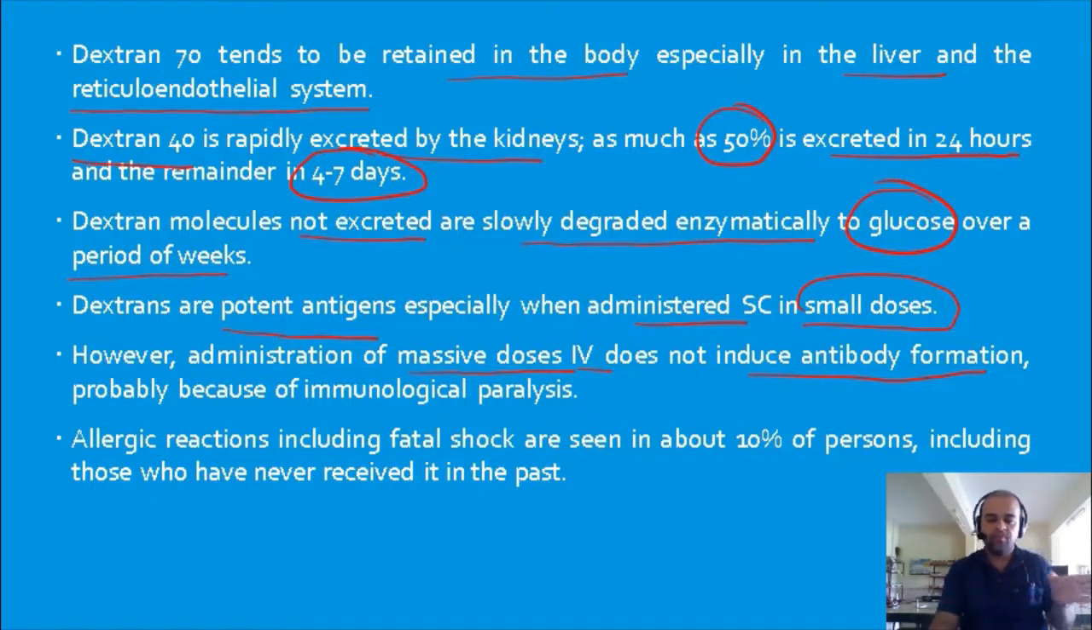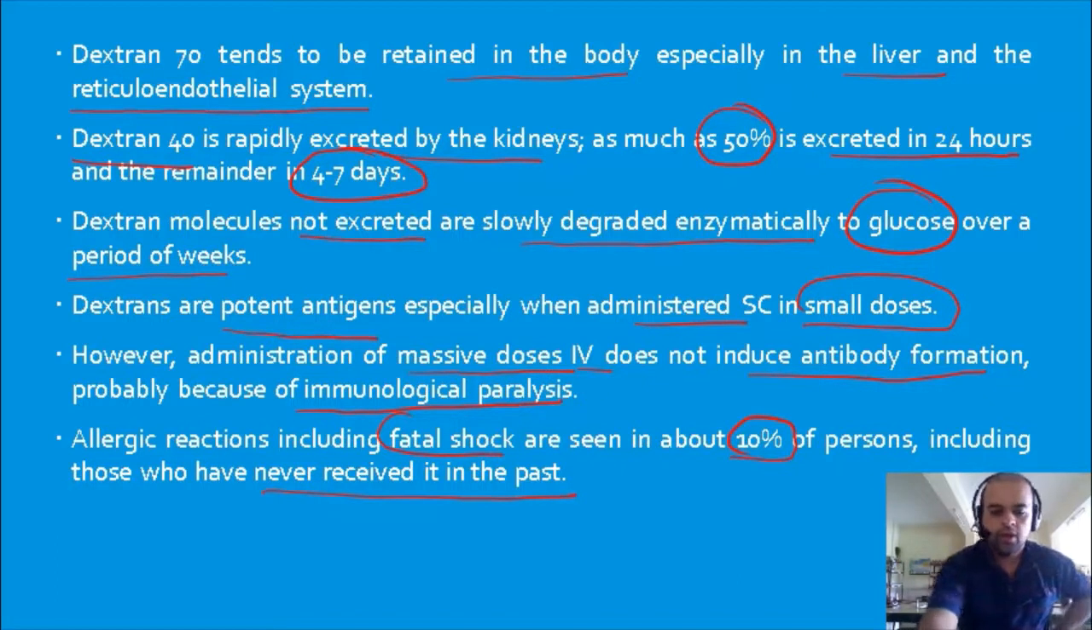in the subcutaneous route of administration, they don't satisfy this characteristic, but when they are given through the IV route, they satisfy this characteristic, that they act as non-antigenic. Okay, so why does this happen? It happens because of immunological paralysis. Allergic reactions include fatal shock. They are seen in about 10% of persons, which includes those who have never received it in the past.